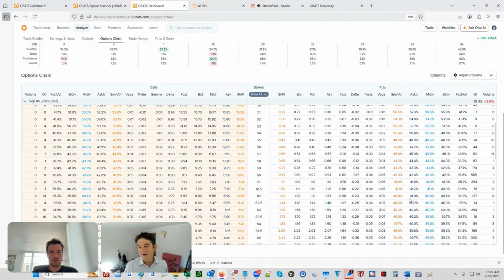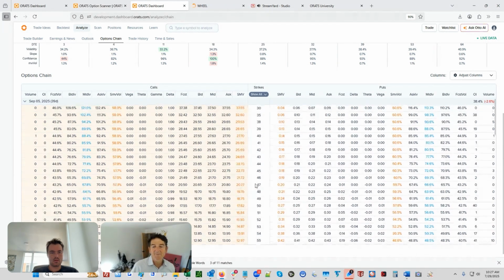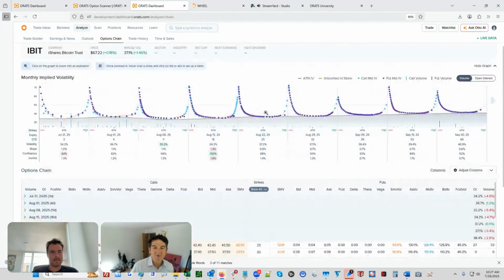And it depends on IBIT's volatility. If it's really high volatility, it'd be a higher RIP value. And you have to solve for that. Of course, we solve for that and do everything. So that's the RIP value.